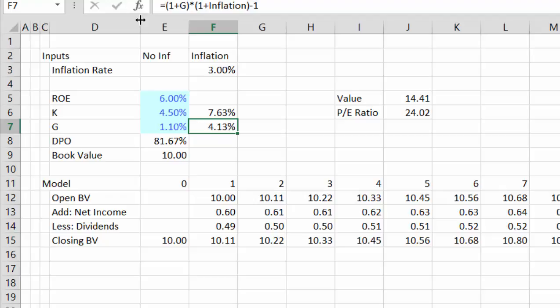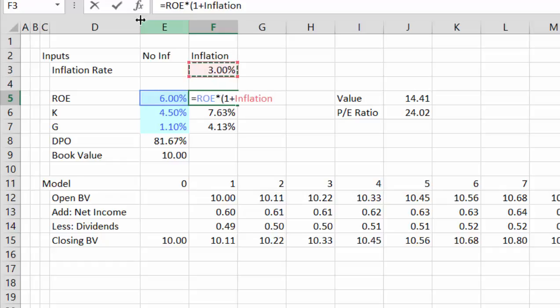Shift Control P. Okay, now I at first said, oh well, let's just do this. Let's put this times 1 plus the inflation rate, so we can hit okay. There we go.